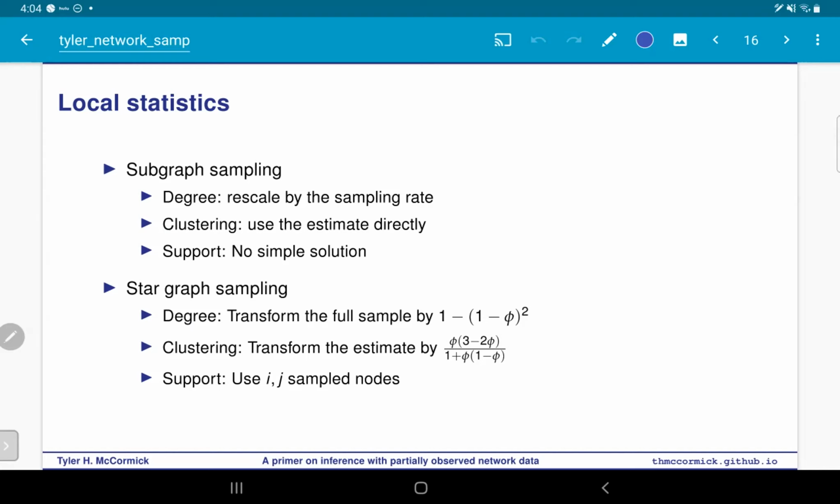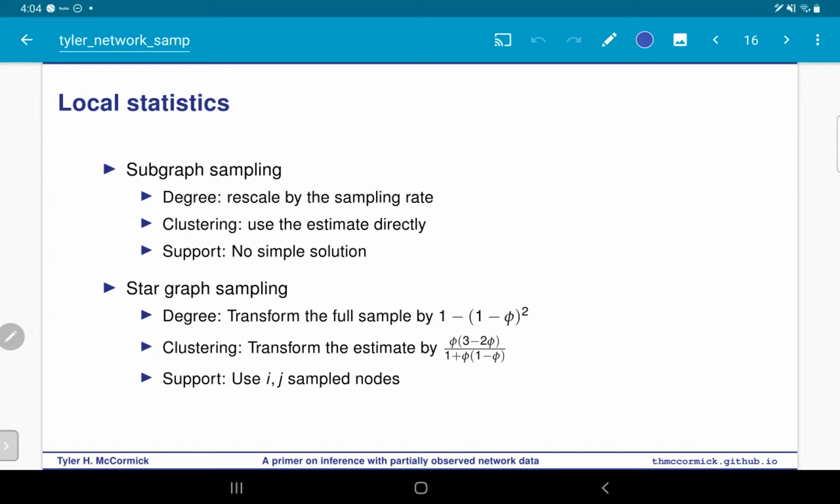That again is going to depend on the size of the induced subgraph in terms of the accuracy of that estimate, but at least we are preserving some information under sampling there.